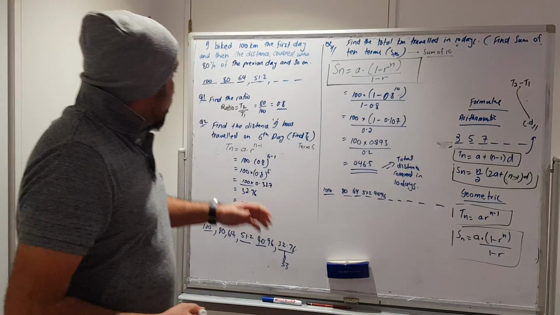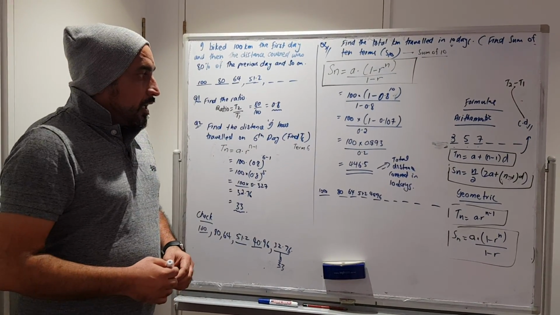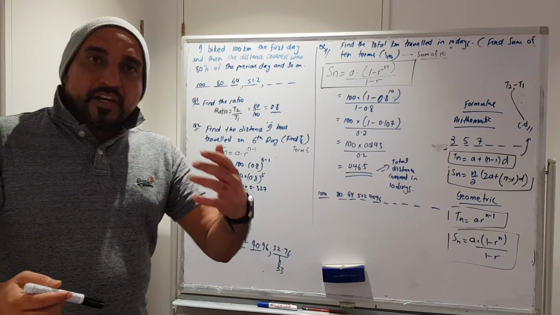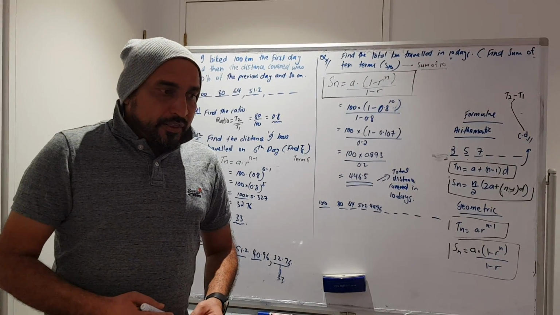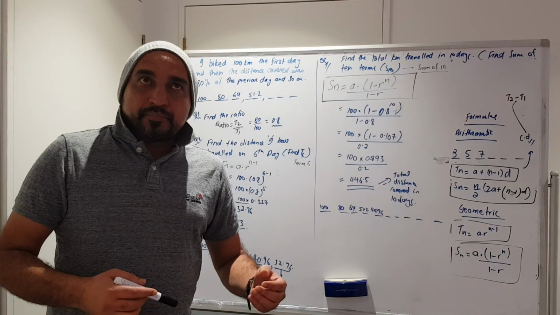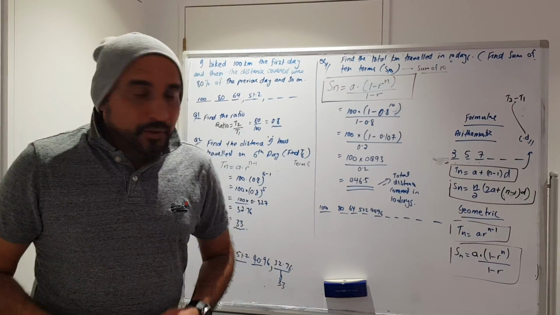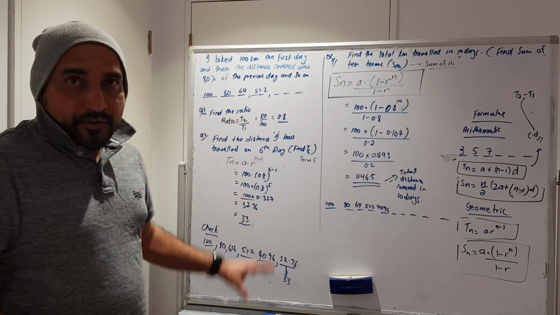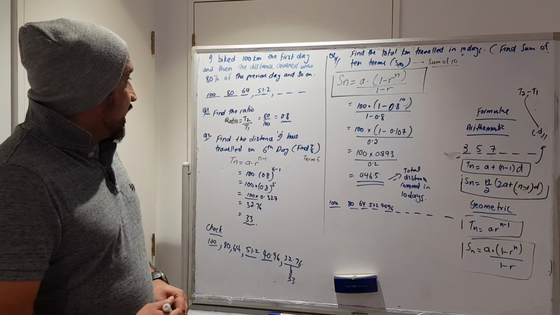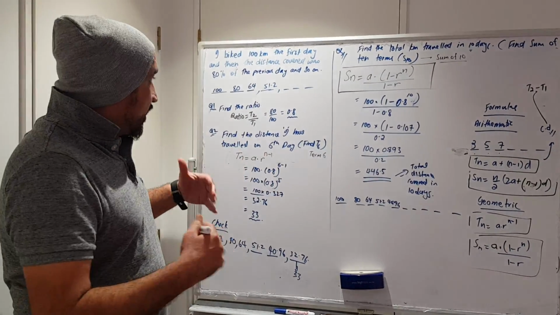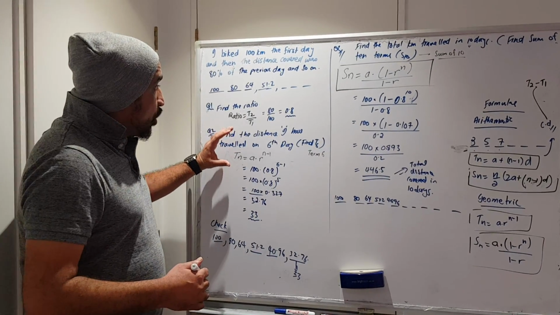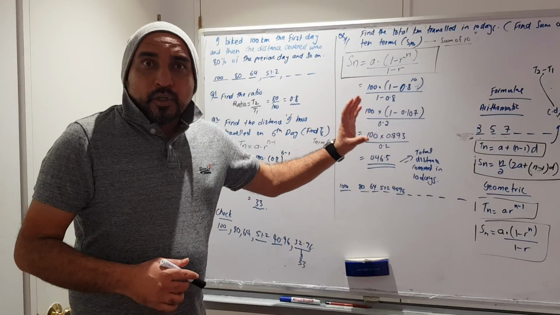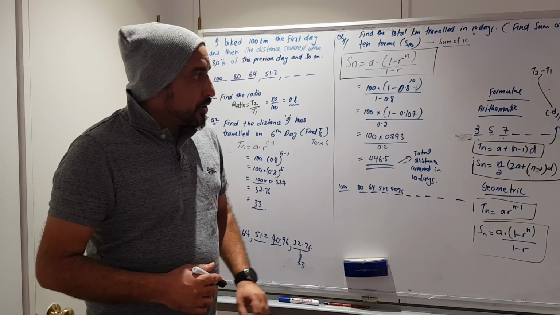Hi guys, so this is the second part of sequence and series. I've explained the arithmetic sequence in the last video. Today, I will talk about geometric reasoning and how you can find a term using geometric reasoning and how you can find a sum using geometric reasoning.